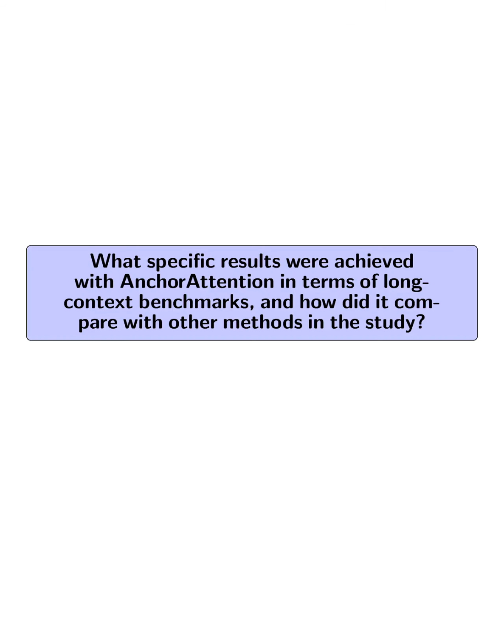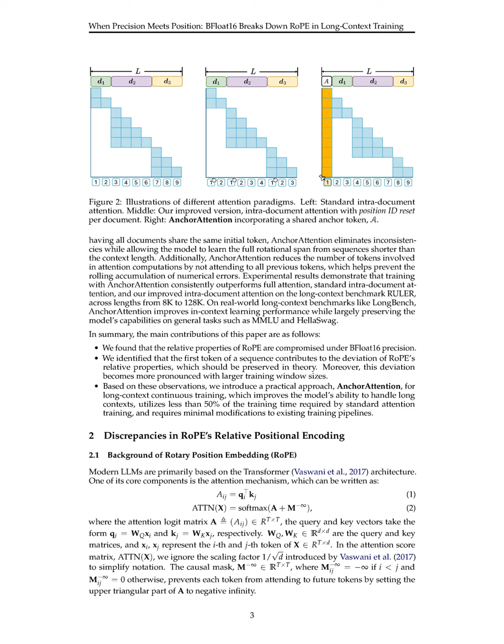What specific results were achieved with AnchorAttention in terms of long context benchmarks, and how did it compare with other methods in the study? AnchorAttention demonstrated significant improvements in long context benchmarks, consistently outperforming full attention, standard intra-document attention, and an improved version of intra-document attention on the RULER benchmark across context lengths from 8K to 128K tokens. Experimental results indicated that AnchorAttention not only enhanced in-context learning performance on real-world long-context benchmarks like LongBench, but also largely preserved the model's capabilities on general tasks such as MMLU and HellaSwag.